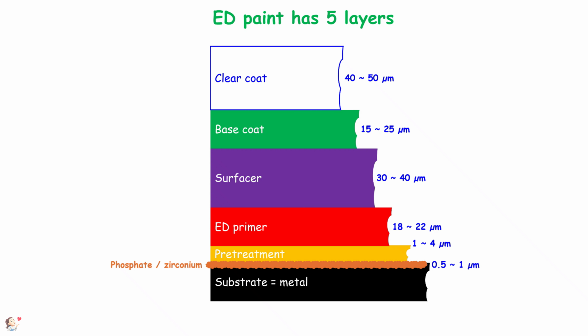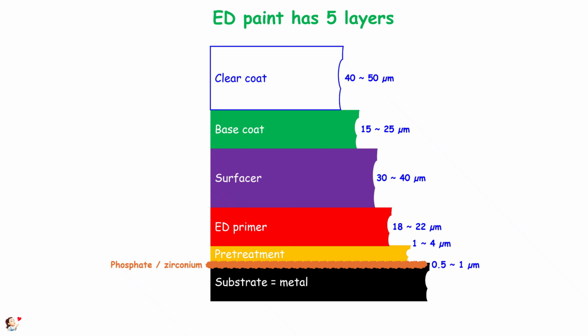The thick surfacer layer provides a smooth finish and physical protection, while the thickest clear coat ensures aesthetics and long-lasting durability. Now I have a simple question. Paint materials have 4 components. So how are these 4 components distributed across 5 layers of ED paint?